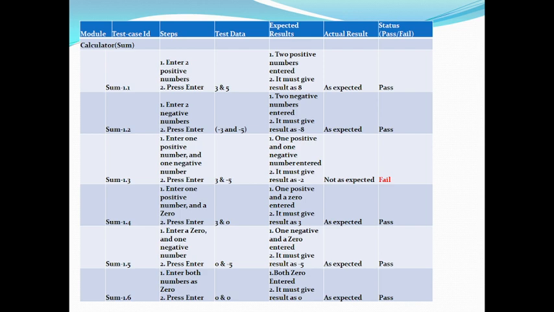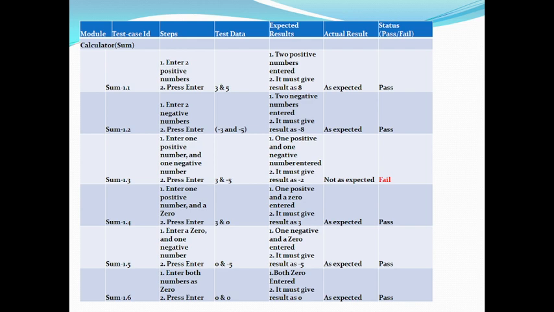The fourth column is test data, that is, while testing the software, which data we will use. So in test case ID sum 1.1, we will use two positive numbers which have the values 3 and 5. So the data that we are going to use must be mentioned in the fourth column, that is test data.